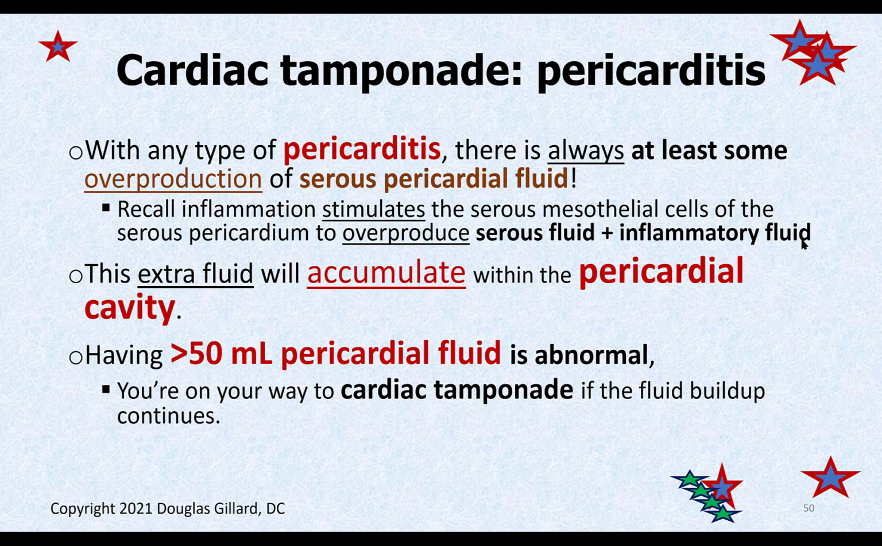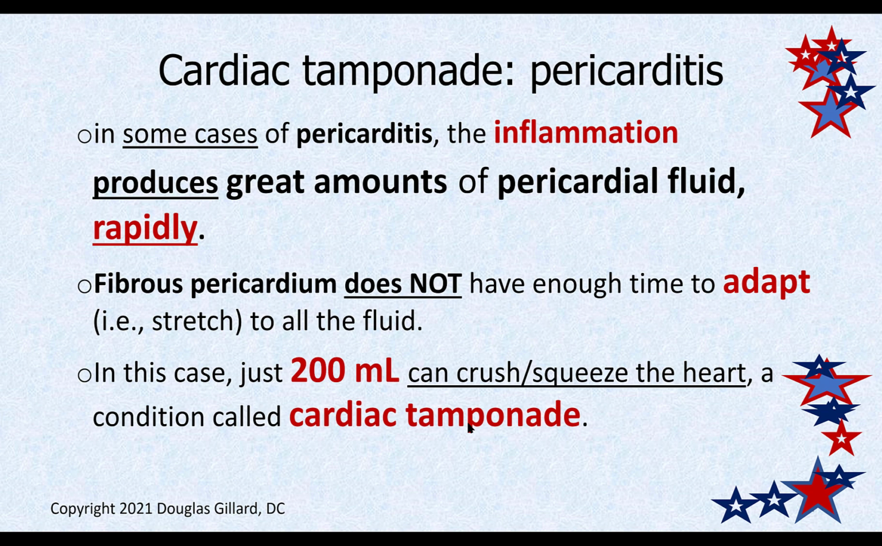All right. Yeah, pericarditis can cause cardiac tamponade if it's severe enough, because any pericarditis is going to produce extra serous fluid because inflammation irritates those cells that line the serous pericardium, those mesothelial cells, causing them to secrete that serous fluid. And it doesn't always, but if it accumulates rapidly, anything over 50 milliliters of pericardial fluid, you're on your way to cardiac tamponade and start to have symptoms of chest pain.